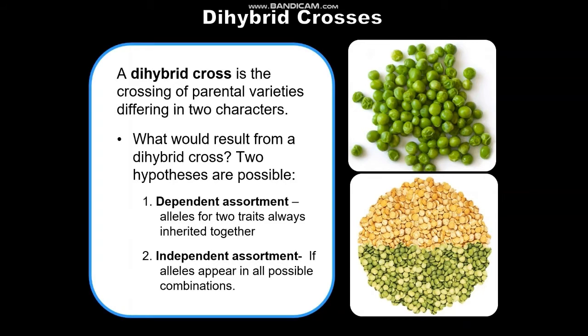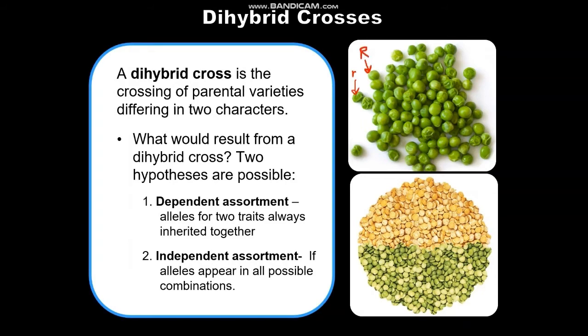So, to give you a clear example of that, the color of peas could be yellow or green. Yellow is dominant, green is recessive. The shape of the peas could be wrinkled or round. Here are some wrinkled peas right here. Here are some round peas right here. In this case, wrinkled is the recessive form and round is the dominant form.